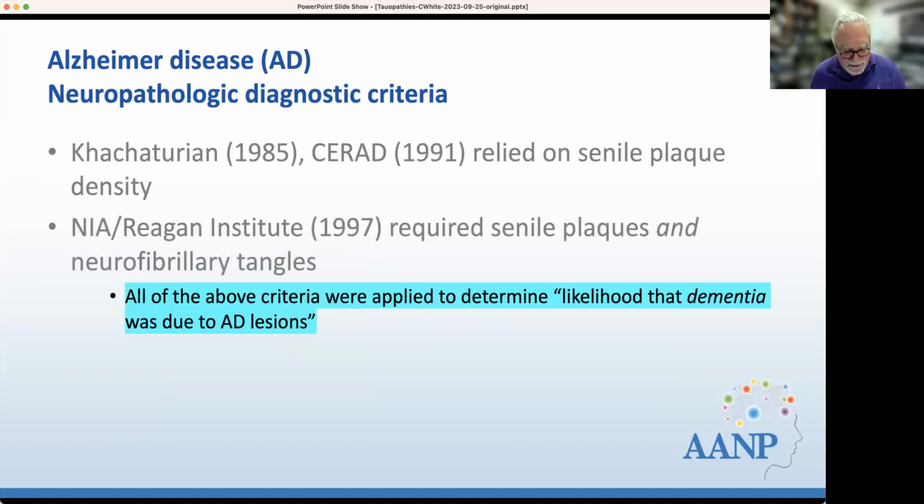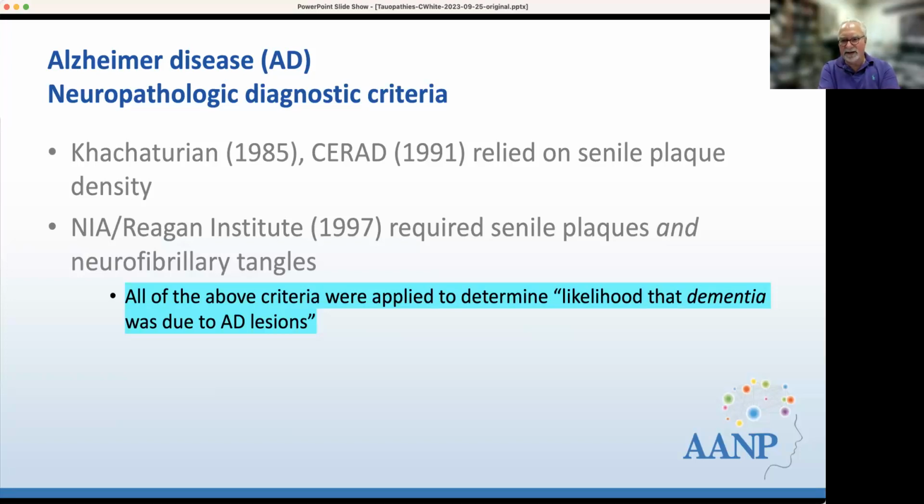Since Alzheimer's first description of this clinical pathologic entity, we labored for more than 100 years considering Alzheimer's disease a clinical pathologic entity that required the presence of dementia. The Khachaturian criteria in 1985 and later the CERAD criteria published in 1991 both relied on senile plaque density as the important neuropathologic component required for a diagnosis of Alzheimer's disease. The 1997 NIA-Reagan Institute criteria required both senile plaques and neurofibrillary tangles.